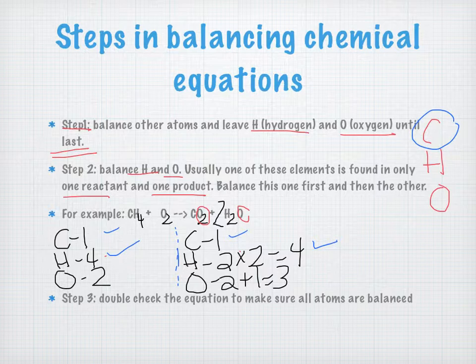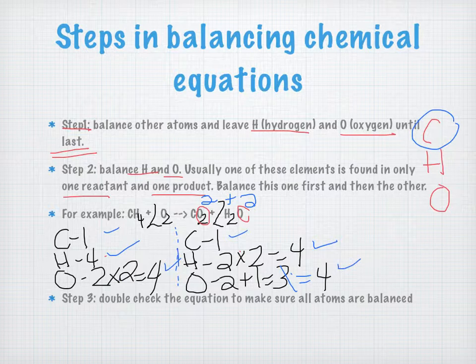So now I still have 2, but here I have 2 times 1 and 2. So 2 plus 2 equals 4. But that still means I have an issue because I only have 2 on this side. So I need to put a 2 up front. And that gives me 2 times 2, gives me 4, and I'm balanced. Step 3 is to double check the equation to make sure all atoms are balanced. So again, if I start with my carbon, I've got 1, 1, 4, 4, 4, and 2 plus 2 is 4. So I am good. So let's try some.